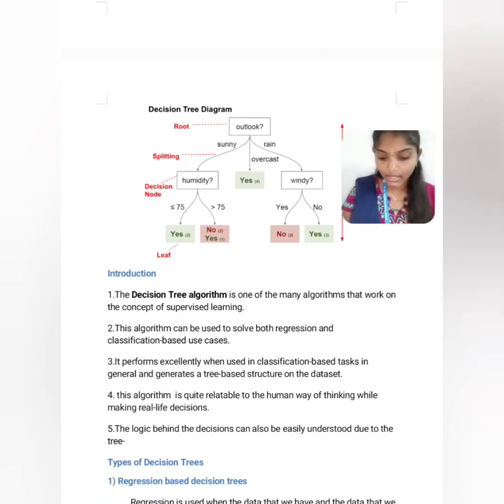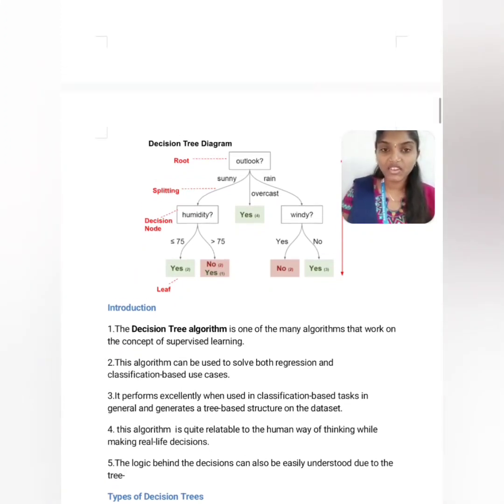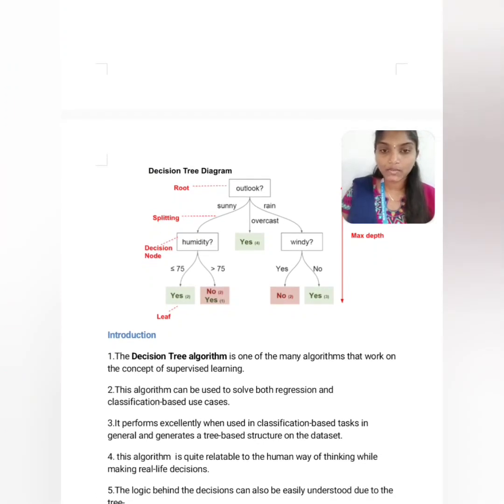Next, introduction. The decision tree algorithm is one of the many algorithms that work on the concepts of supervised learning. These algorithms can be used to solve both regression and classification based problems. It is mostly used in classification based tasks and generates a tree based structure on the dataset. This algorithm is quite relatable to the human way of thinking while making real life decisions. The logic behind the decision can also be easily understood due to trees. This is the introduction of the decision tree algorithm.